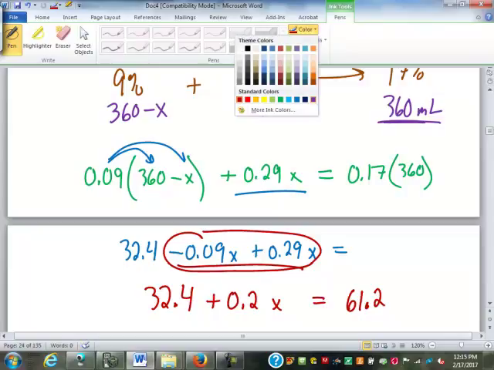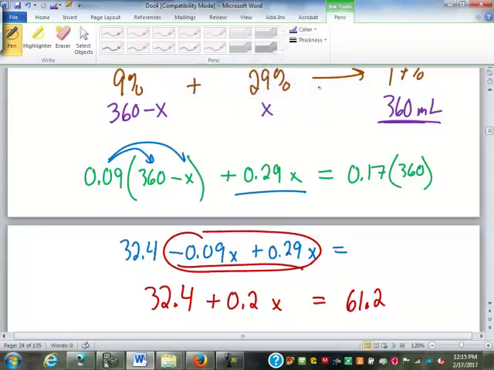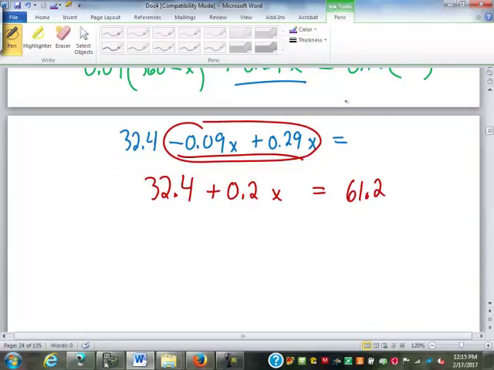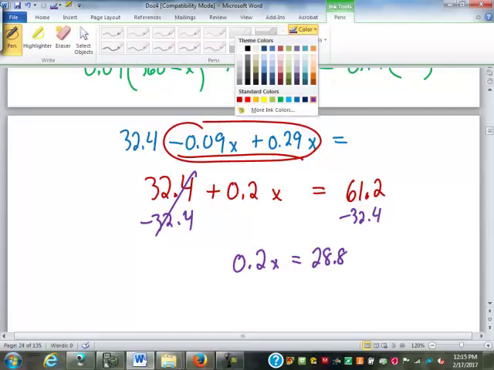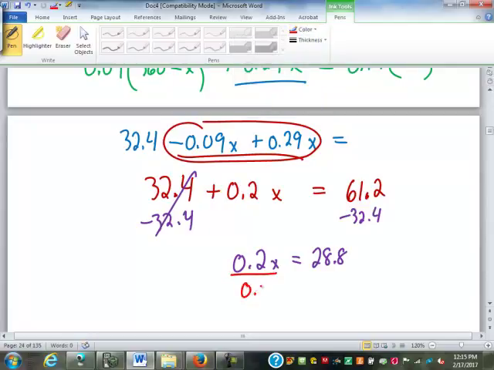And now the variable only appears once, since we've already combined it, so we can go about solving this. What's going to be our first step? Perfect. We subtract the 32.4. So we have 0.2x equals 28.8. We divide by 0.2. X equals 144. Now again, we have to make sure we answer the question.